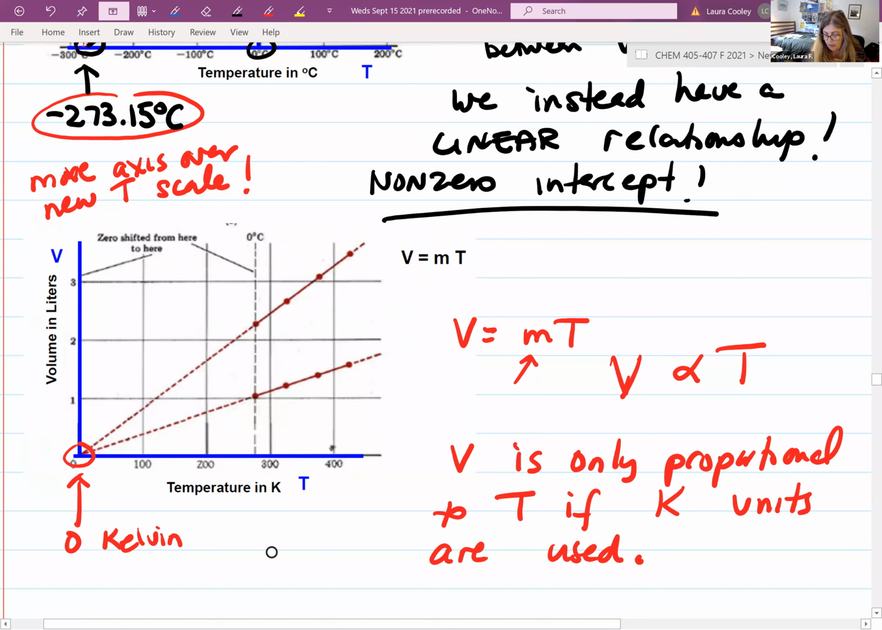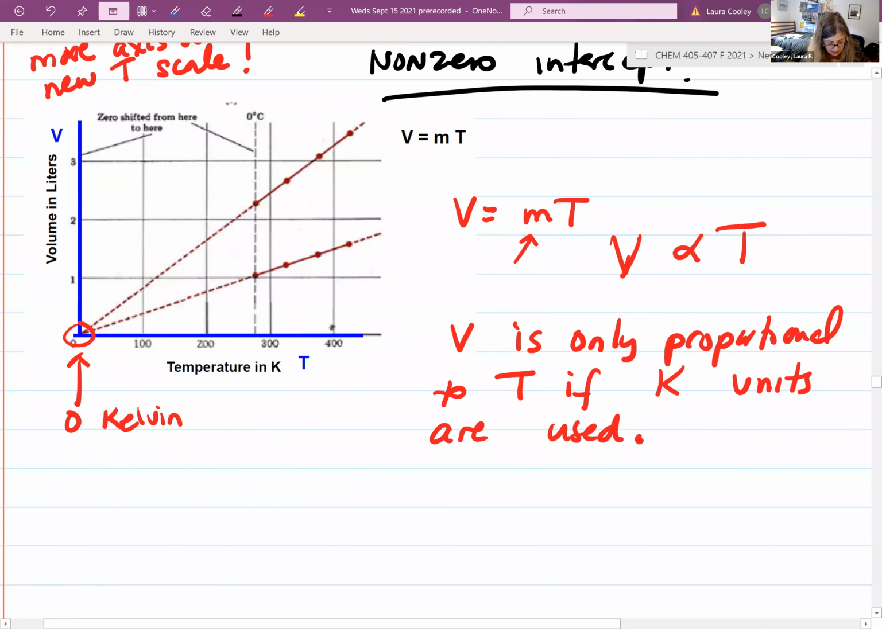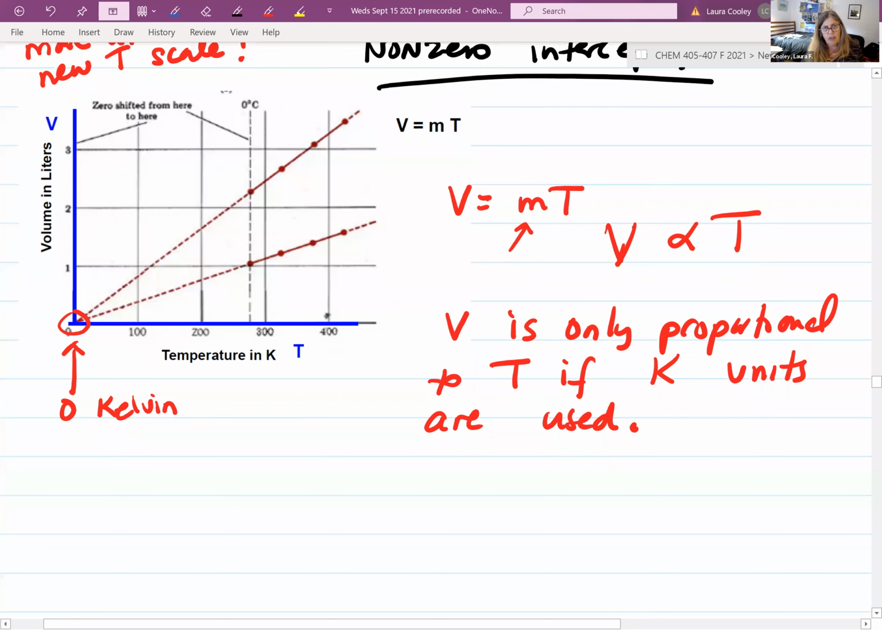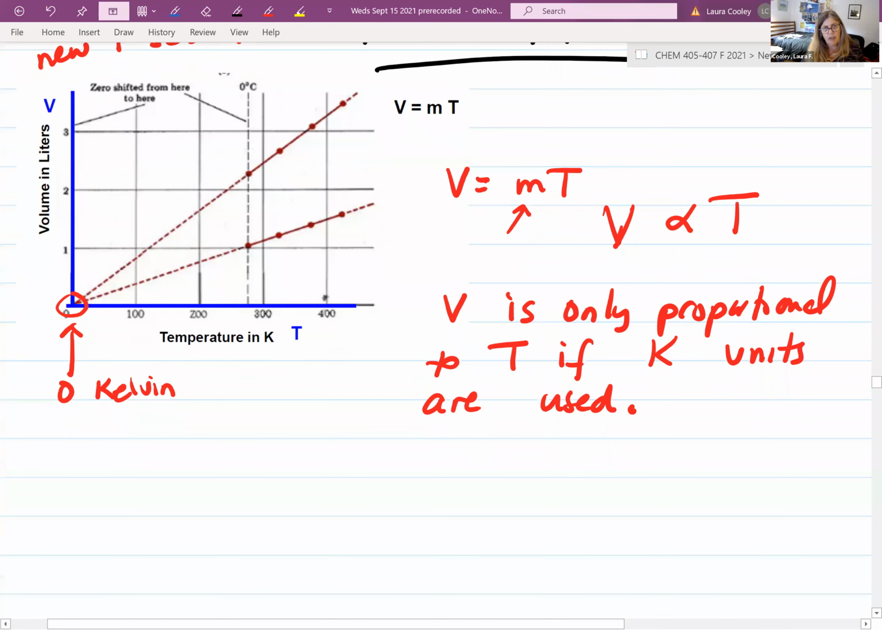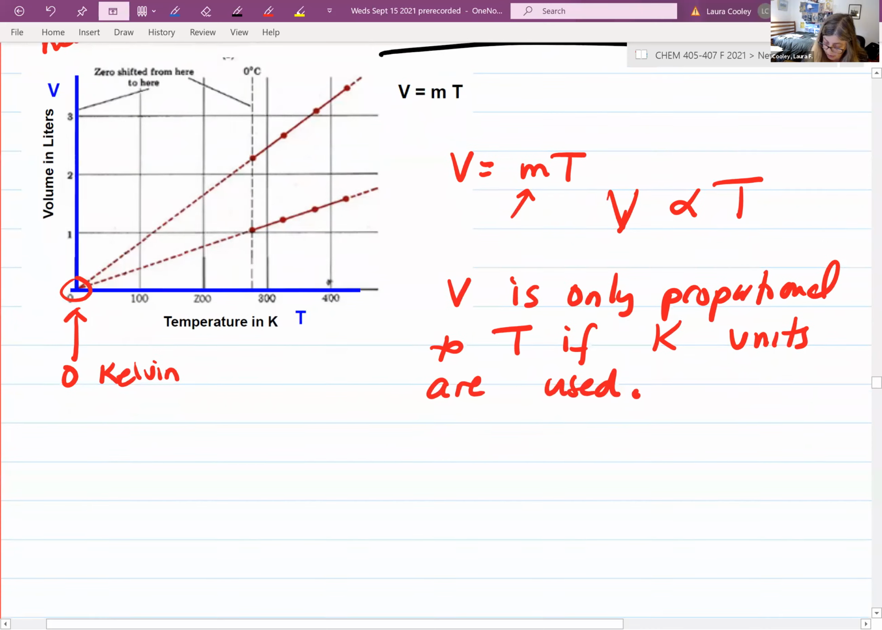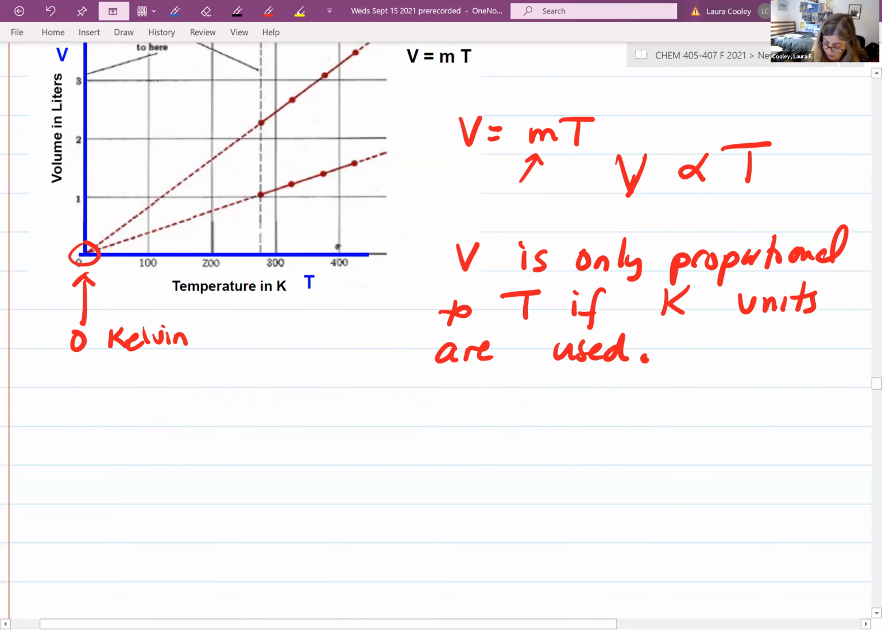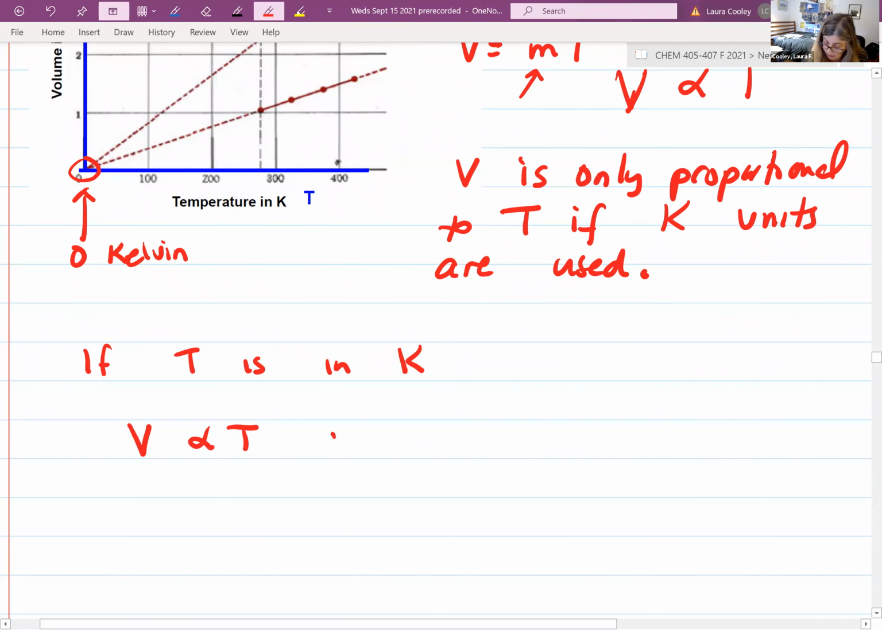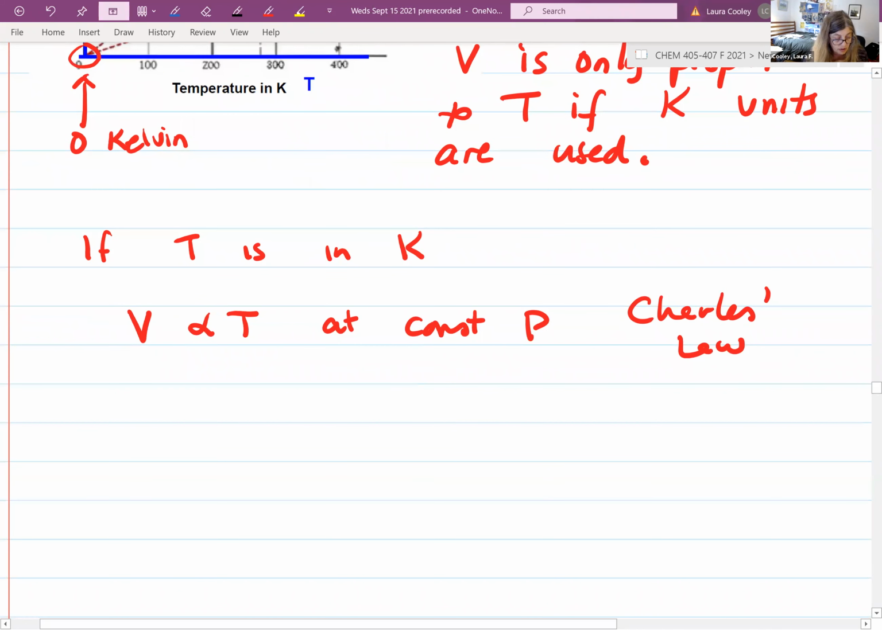Okay, so if you don't use Kelvin, any problem that involves Charles's law, you're going to get the wrong answer. You use the wrong type of units. So if temperature is in Kelvin, then V is proportional to T at constant pressure. This is Charles's law. It is not valid unless Kelvin units are used.